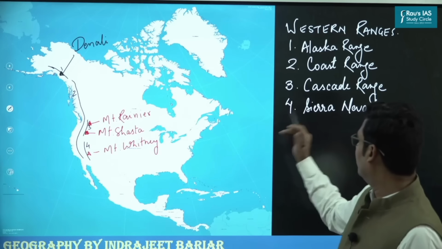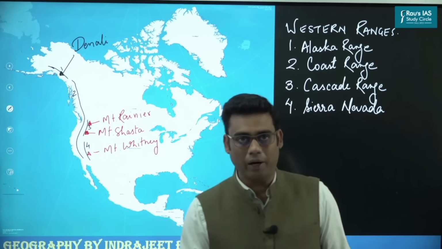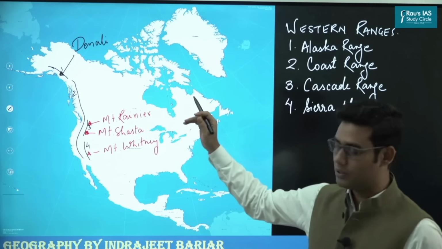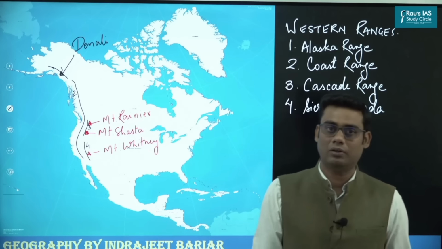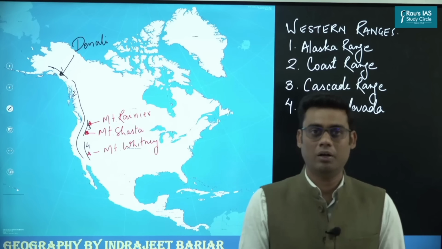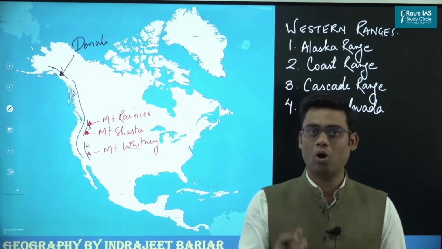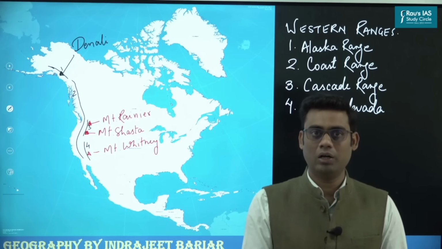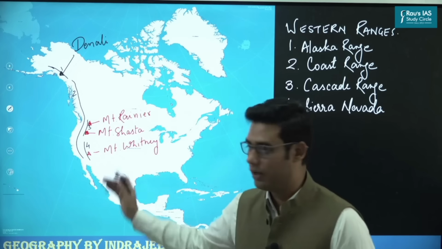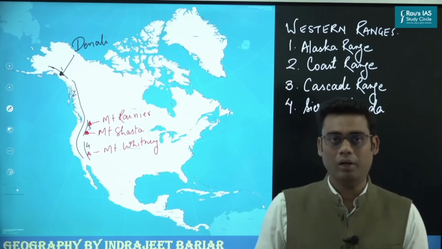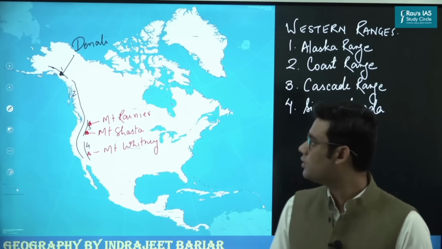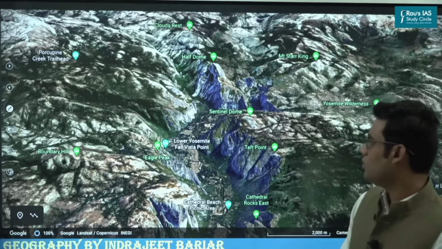Then along with that, about the Sierra Nevada, a very important fact: all the other parts, the Alaska Range, the Coast Range or the Cascade Range, represent nothing but a result of folding. But over here, the Sierra Nevada represents geographically a block mountain. A block mountain is formed by the faulting process. So Sierra Nevada is an example of a block mountain. In addition to that, another extremely important feature that we find in Sierra Nevada is something called Yosemite Valley.